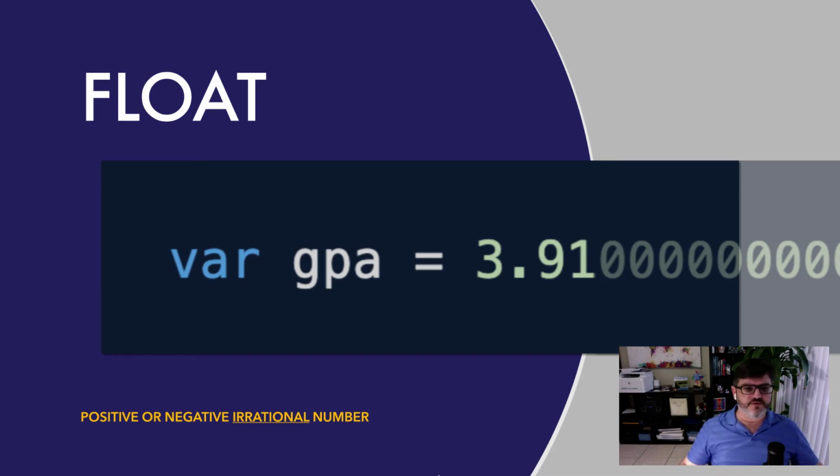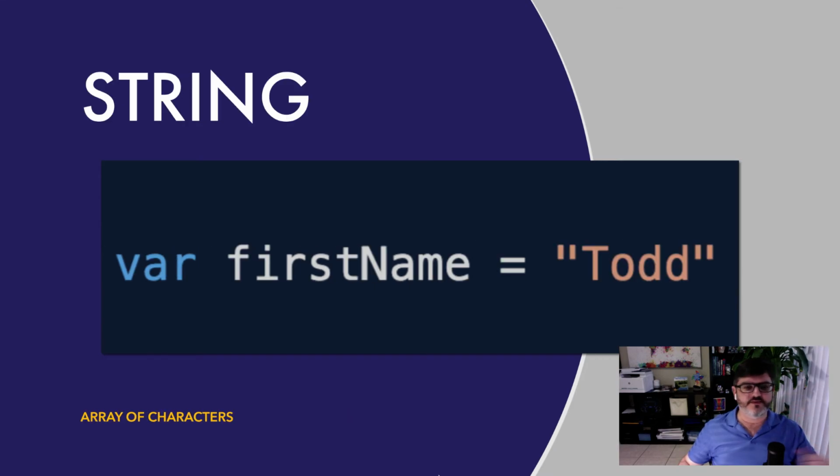The math nerds will probably love this. But anyway, a floating point just in general is a number with a decimal. And then we have strings, and strings are just a list of characters, right? So here I'm setting first name equals Todd. That's me. A string could be a lot longer.